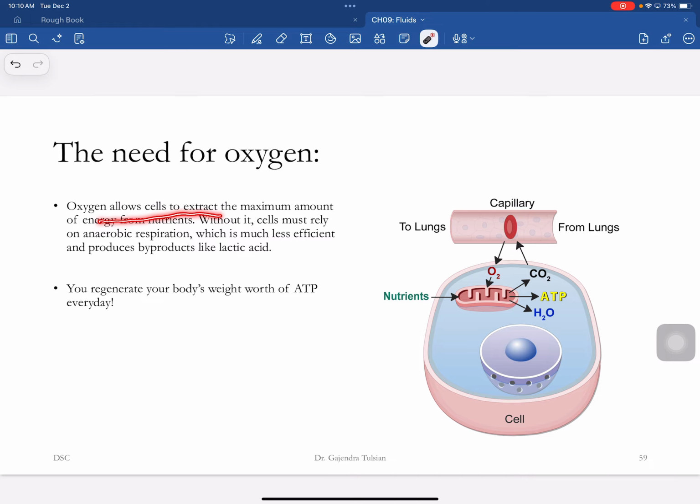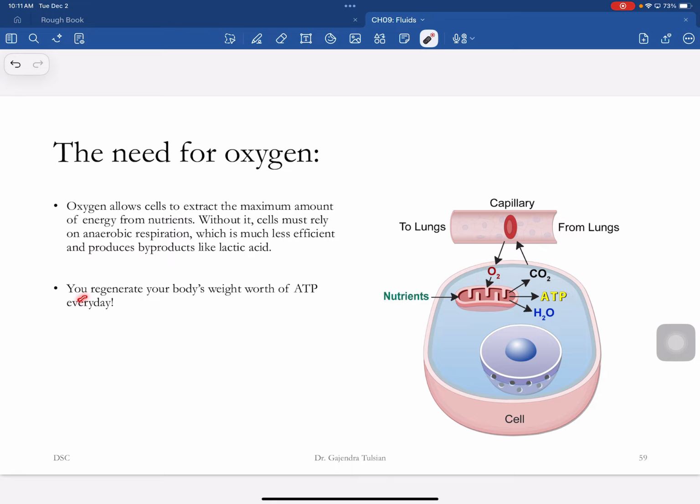So oxygen allows cells to extract the maximum amount of energy from nutrients. Without it, cells must rely on anaerobic respiration, which is much less efficient and produces byproducts like lactic acid. So you need oxygen combined with nutrients. These are your energy cells, ATP. If you didn't have oxygen, you couldn't extract the maximum amount of energy from the nutrients, meaning you couldn't make as many ATP molecules. And so when you oxidize nutrients, you get more ATP molecules.